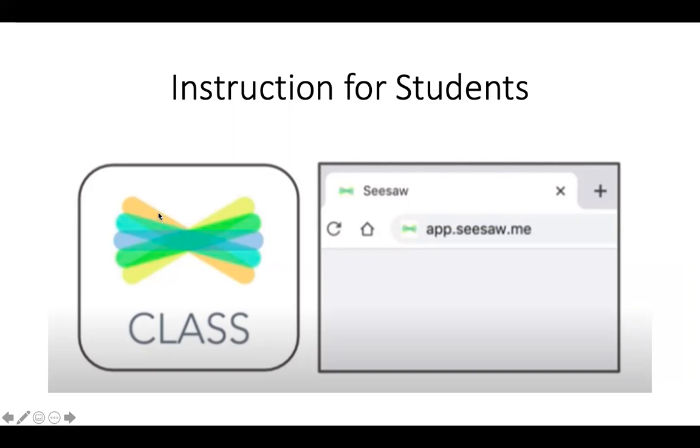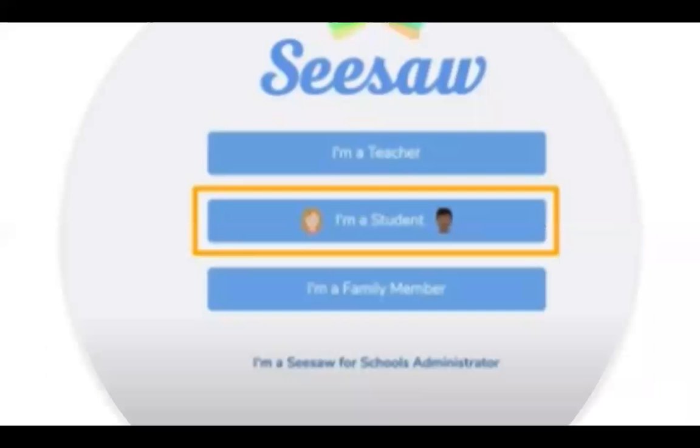on the app store, or you can type app.seesaw.me on your Chromebook. When you enter that, the site will pop up, and you can log in as a student by clicking on I'm a student.